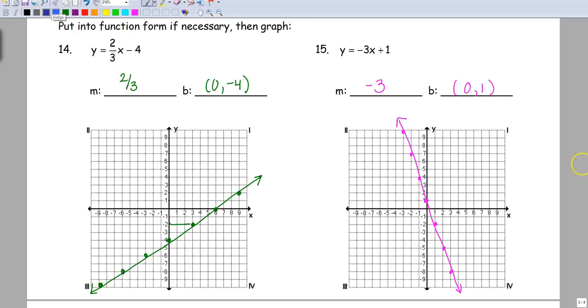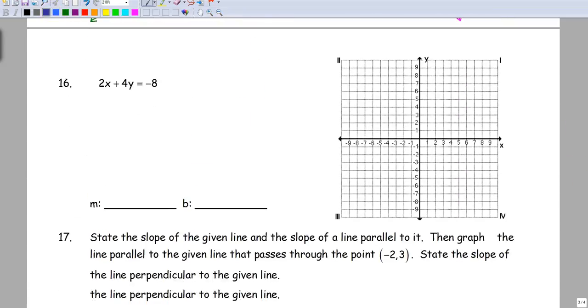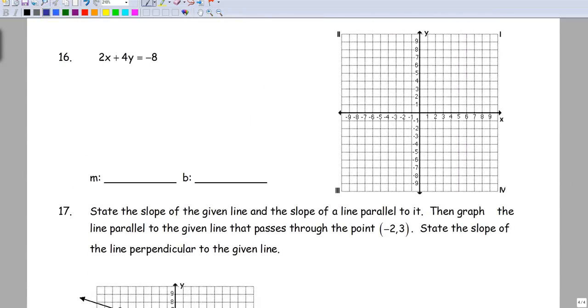All right, last page. For number 16, we're going to graph as well, but we are going to need to make sure that we put this into slope-intercept form first. So we'll start out by subtracting our 2x. This is going to help us solve for y.